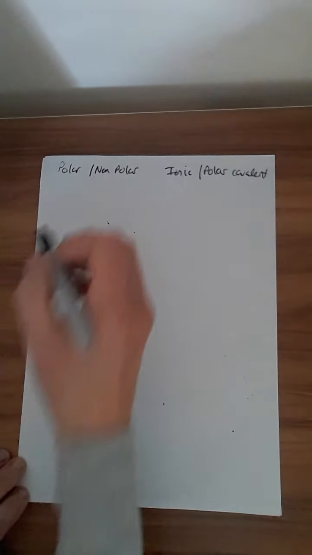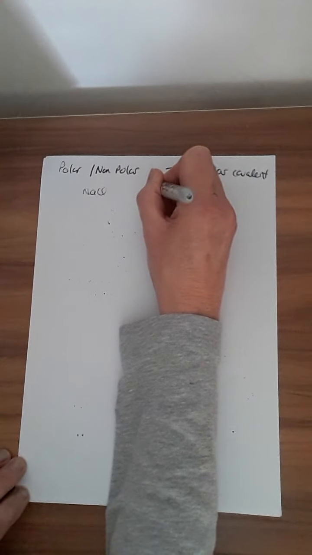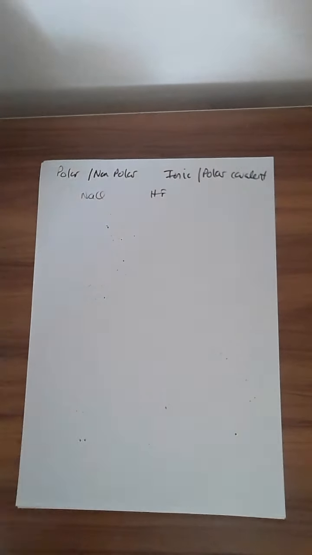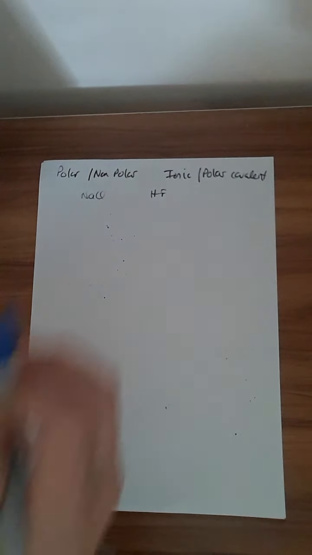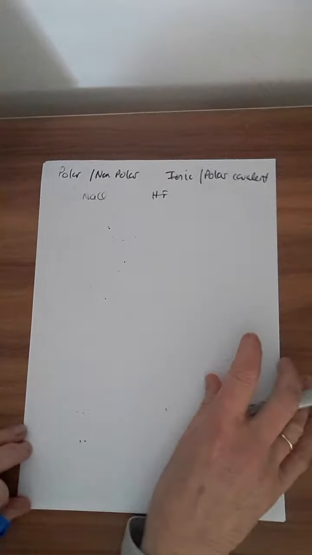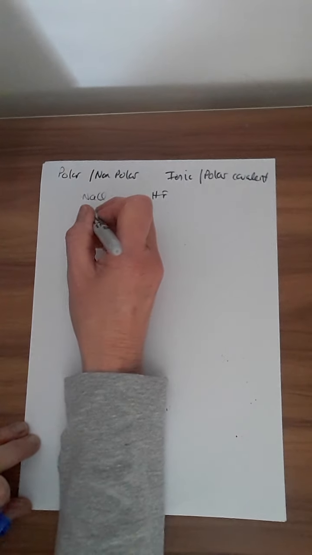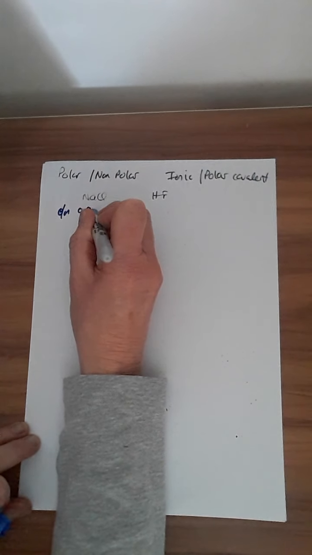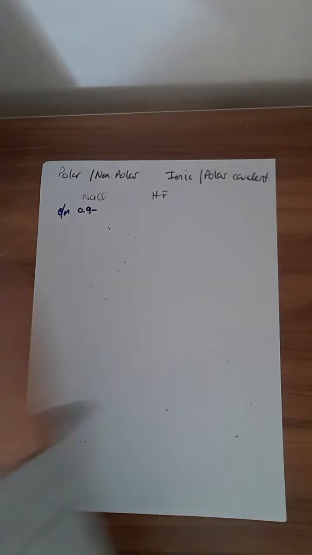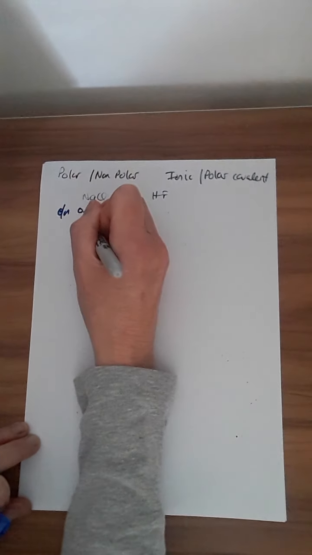I'm going to take two substances: sodium chloride and hydrogen fluoride. I'm going to look at the type of bonding in them. The way you find the type of bonding is that you look at the electronegativity differences between the elements. Sodium has an electronegativity value of 0.9 and chlorine has an electronegativity value of 3. When you subtract those two, you get 2.1.